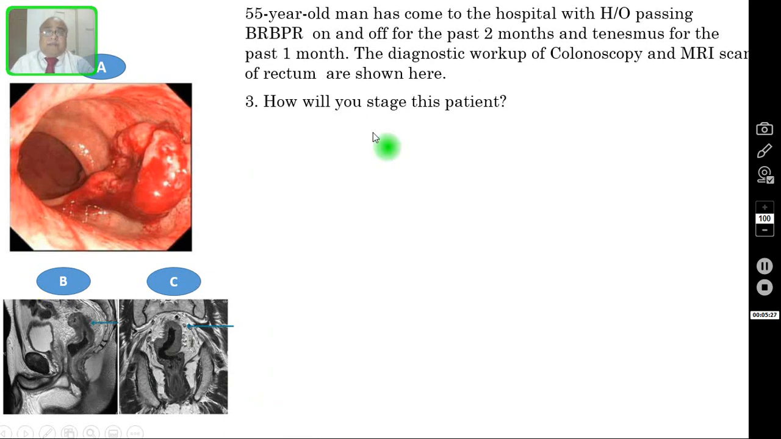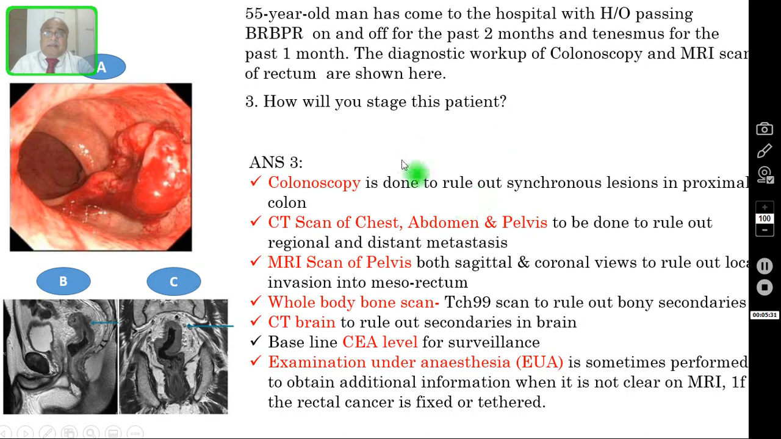So question number 3, how will you stage this patient? I am not talking about the Dukes staging or Astler-Coller staging. I am not talking about the types of staging, but how will you do staging with various investigations? That is what I am talking about here.